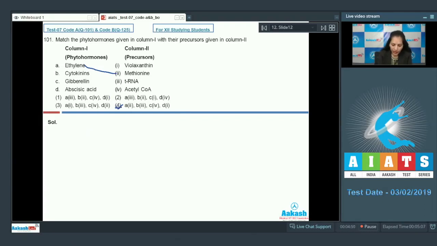Only the fourth option is the correct one according to this. All others are ruled out. B. Cytokinin matches with tRNA, as RNA is the precursor for the cytokinins. C. Fourth means gibberellin, acetyl coenzyme A. Yes, for gibberellins the precursor is acetyl coenzyme A, and abscisic acid has a precursor called xanthine. So D matches with 1. So the correct option for the given question is option number 4. Let's move on to the next question.